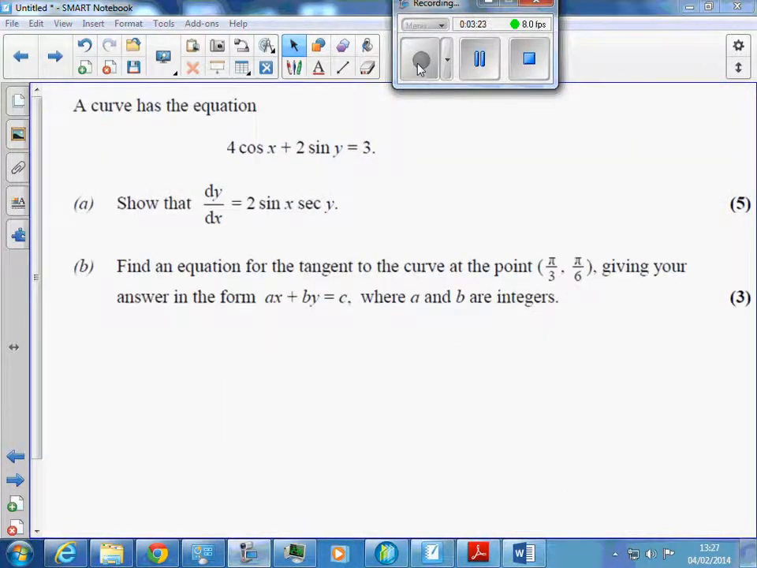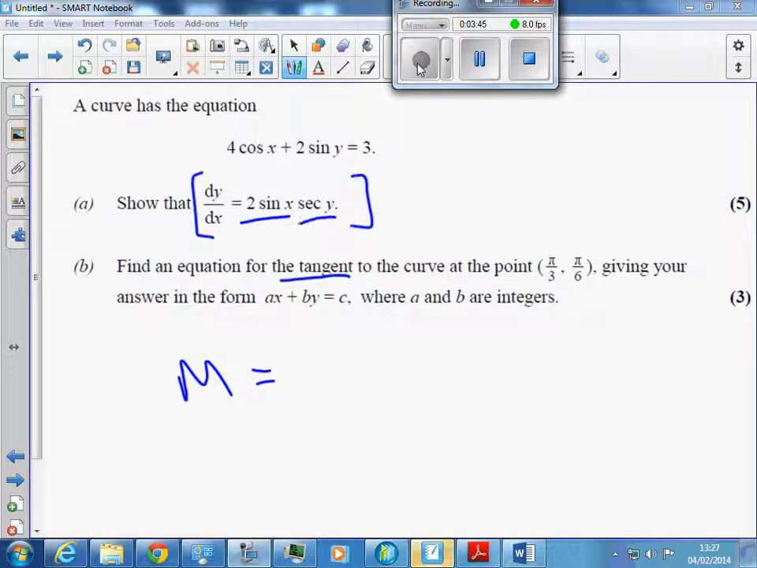So using part A, the gradient of the tangent, remember we have to find the gradient before we can find the equation, m is where dy by dx, just to remind you, dy by dx gives us the gradient of the tangent. So m is equal to, we sub in x and y. So it's 2 sine of pi by 3. Now sine of pi by 3 is root 3 over 2. 2 lots of root 3 over 2 is just root 3.